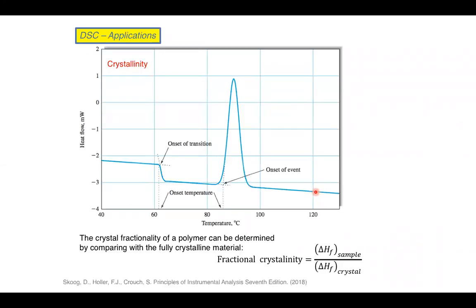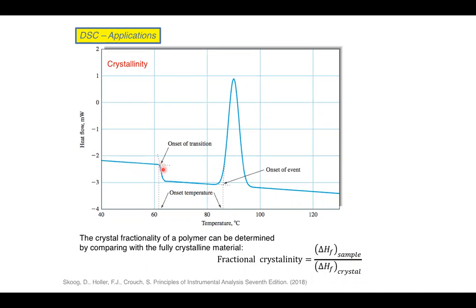One of the applications of DSC is looking at the crystallinity of a particular polymer. If you're in the polymer industry, this is something you might use to see how much of your material is actually crystalline. The fractional crystallinity of a polymer can be determined by comparing to the fully crystalline material. So the fractional crystallinity is equal to the heat flow change of the sample over the heat flow change of the crystal.